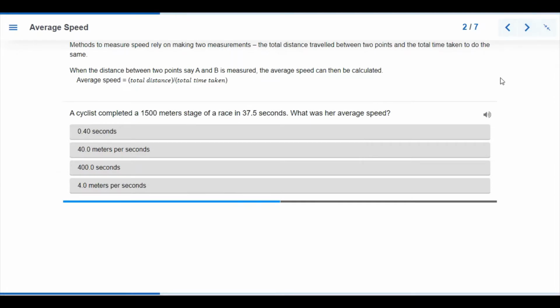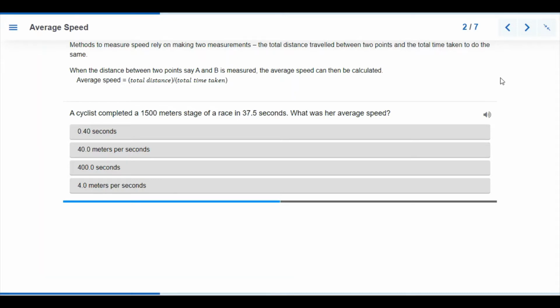Calculating average speed. Methods to measure speed rely on making two measurements. We must know the total distance traveled between 2 points and the total time taken to do the same. When the distance between 2 points, say A and B, is measured, the average speed can then be calculated as total distance per total time taken.